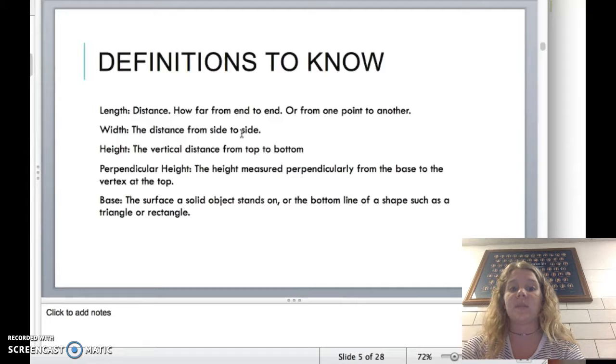I would explain the definitions to know and explain that length is the distance, how far from one end from one point to another. Width is the distance from side to side. Height is the vertical distance from top to bottom. Perpendicular height is the height measured perpendicular from the base to the vertex of the top. And base is the surface a solid object stands on, or the line of a shape such as a triangle.